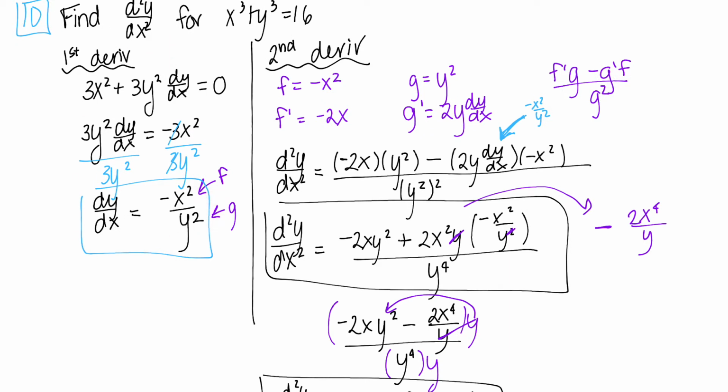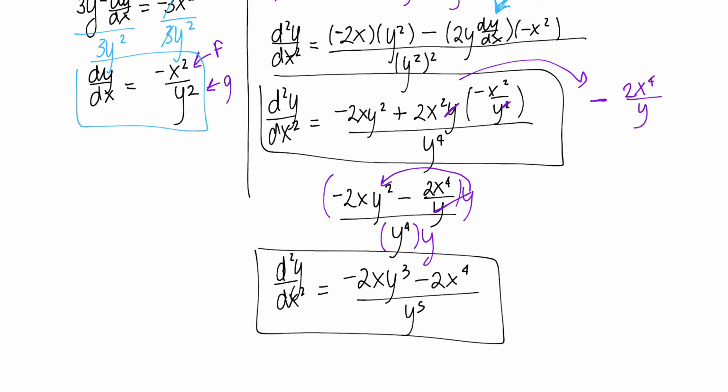Here's the first derivative. So you're finding a second derivative. You find the second derivative using quotient rule. Then when you have a dy dx left, you plug in the dy dx from over here. And then I simplified it.